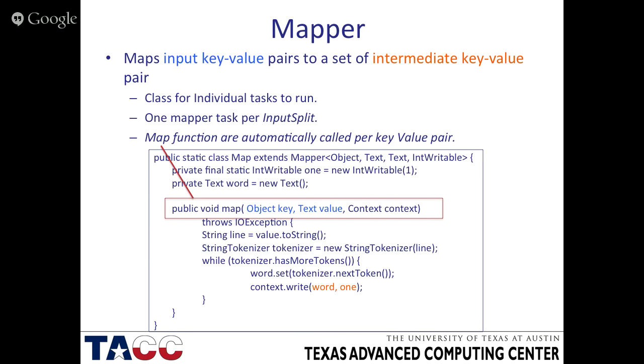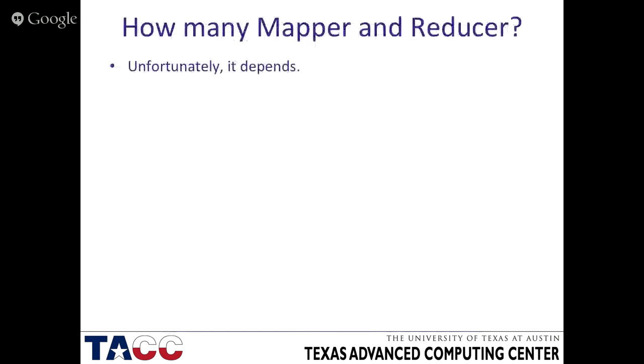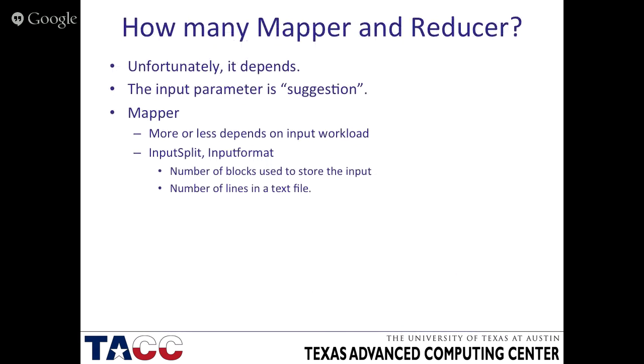So the number of mappers, you can specify that value, but most of the time it depends on how many input splits there are. The input split is a Java class defined in the MapReduce Java libraries. It doesn't just depend on the size of the data to determine the input splits, it also has to do with what type of object you are storing and in what format. So the number of input splits is determined by the size of your input data, as well as the format in which you're storing your input data.